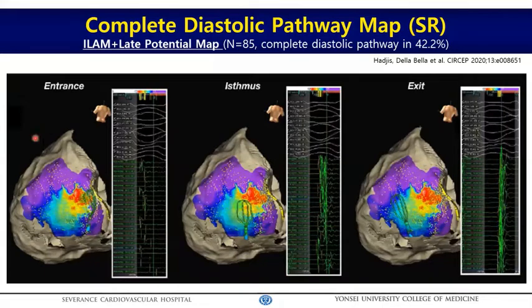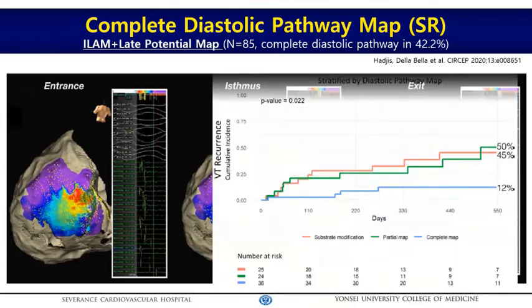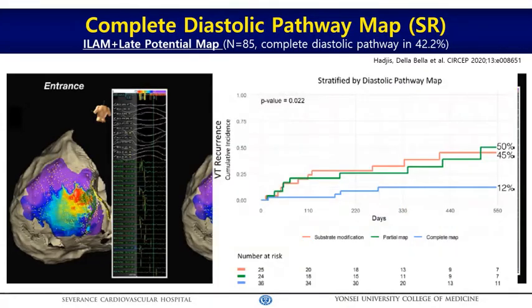Della Bella used both ILAM and the late potential map, and by utilizing high-density mapping catheter at the isochronal crowding area, he could map the entrance, isthmus, and the exit electrogram, mapping the late diastolic potential. He achieved a very good success rate with those areas showing the perfect completed diastolic pathway map. However, you cannot get such a beautiful 2D functional reentry in these cases of intramural reentry, which occupies 18% of non-ischemic VT.